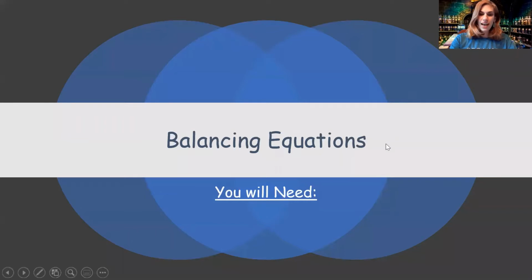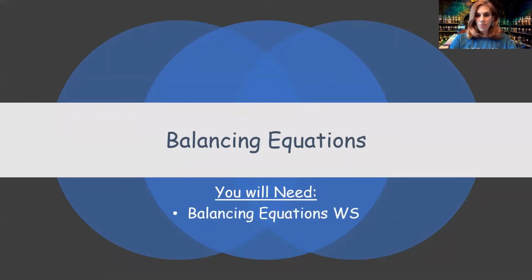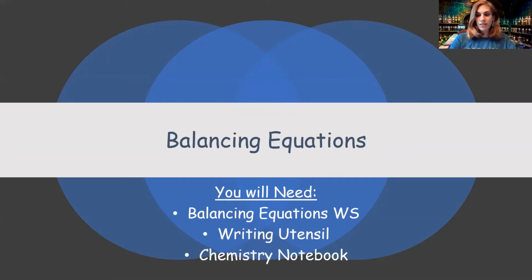If you don't already have the following objects, pause the video and get the balancing equations worksheet, a writing utensil, and something I keep forgetting to mention, your chemistry notebook. Somebody sent me an email a few weeks back asking what needs to go in your notebook. Basically everything that is on Canvas, if you are printing these out, please make sure that you are putting them in your notebook after you turn them in, so that way they are in one spot and you can reference back to them if need be.